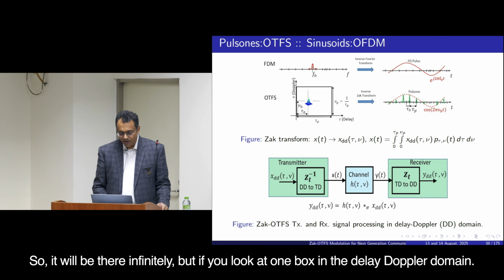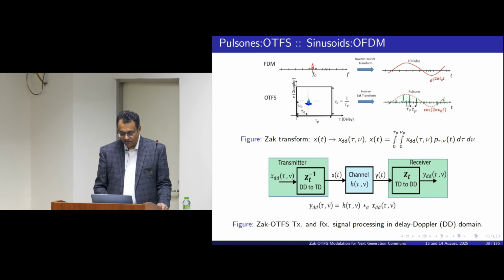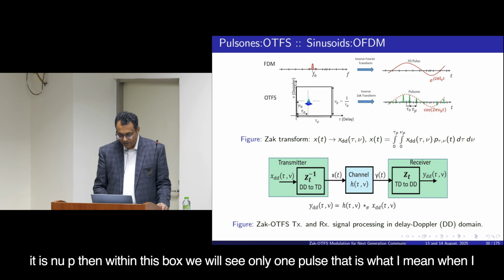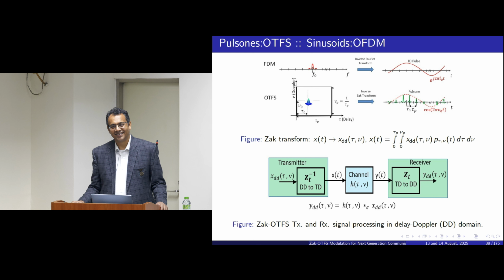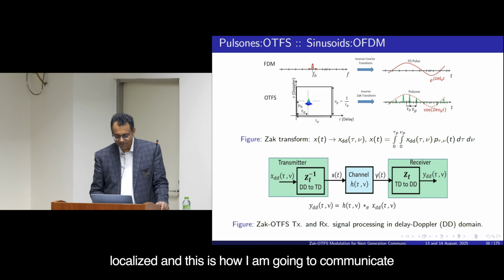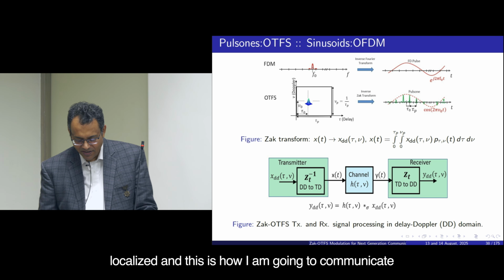But if you look at one box in the delay Doppler domain, so let's say you have this box which is tau p along the delay domain, along the Doppler it is nu p, then within this box you will see only one pulse. That's what I mean when I say it's quasi-localized, okay? So it is kind of localized but not really localized, okay? And this is how I am going to communicate.